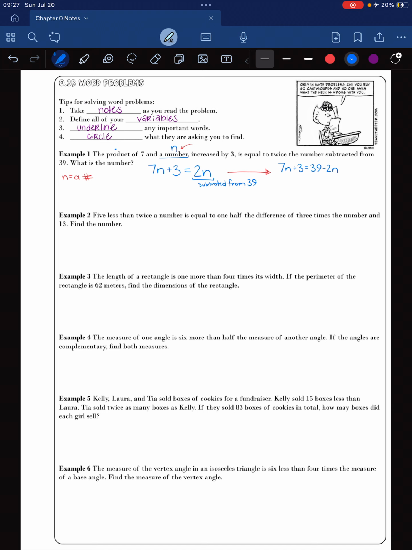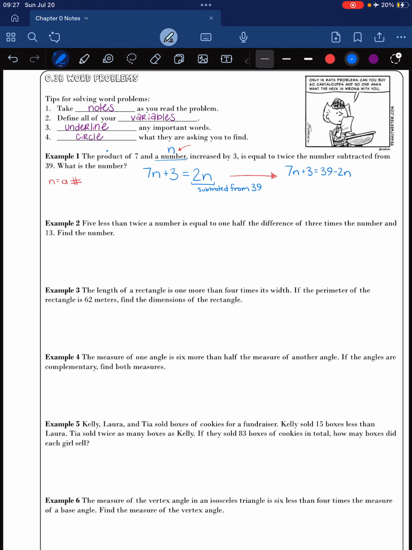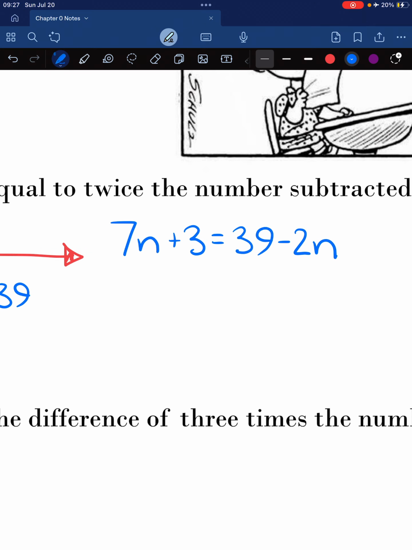And don't be afraid of making mistakes like this. You just have to recognize once you've made the mistake, how do I fix it? Or really it wasn't a mistake at the time, but how do I update these notes that I've taken? Okay, so now the question is, what is the number? Which means all I have to do is solve for n, which goes back to yesterday's lesson.